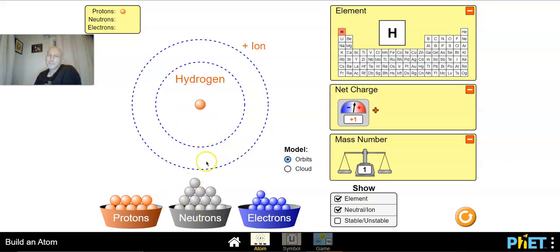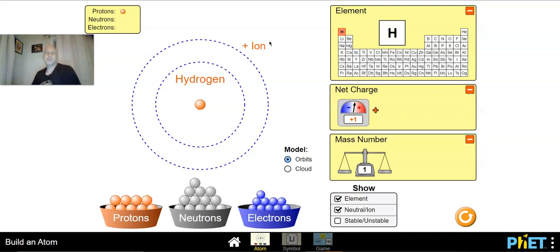If you drag one proton in there, what do you notice? It's telling you the element hydrogen. Remember, hydrogen has one proton. It's telling you the net charge is +1. Why? Because a proton gives you +1. Mass number is 1. Remember, your atomic number is your number of protons. Your mass number is your protons plus your neutrons. Also notice that it says plus ion. An ion simply means an atom that has a charge.